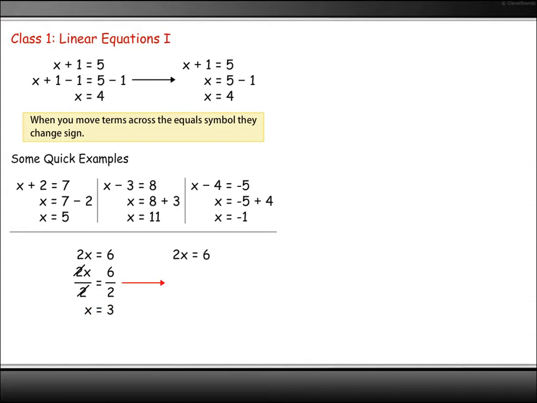You can speed up the process by cancelling the 2's on the left-hand side in your head. Divide both sides by 2, giving an answer of x equals 3.